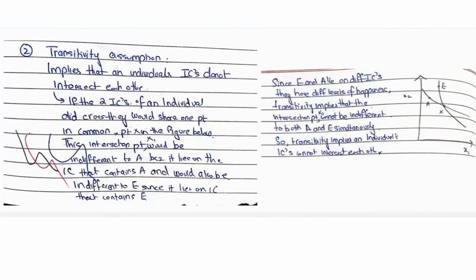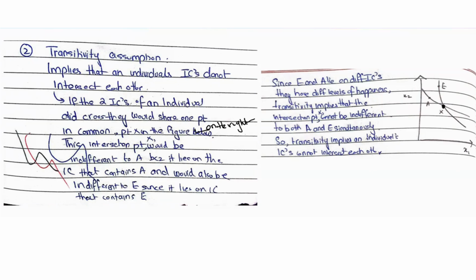Second, we talked about the transitivity assumption, which says that those comparisons are consistent. Transitivity implies that an individual's indifference curves cannot intersect each other. So for one individual, the indifference curves will never intersect one another. Let's see why. Say the two indifference curves of an individual did cross. They would share one point in common, which is point X in the figure on the right, where we made the indifference curves intersect at this point X.